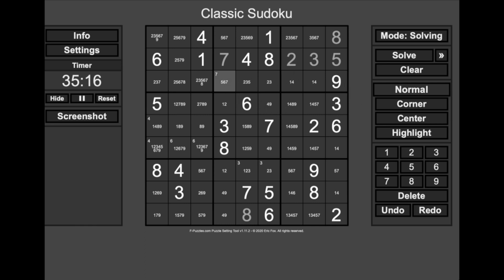We know that's not 7. Neither is that. So these are down to 5, 6 in this box. That means none of the other cells can be 5 or 6. Let's see. That's a 2, 3 pair. That forces that to be a 9. If that's not 9, I'm in real trouble. So these aren't 9.